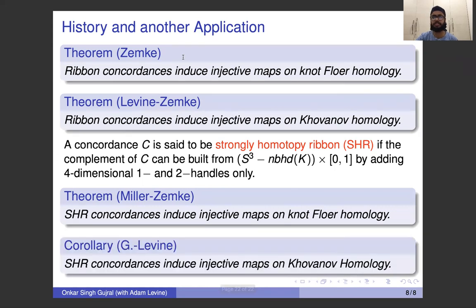And this is the statement that Adam and I showed. That is, we showed that if you have a strongly homotopy ribbon concordance, it induces an injective map on Khovanov homology. And the way we went about proving this is by making use of our main theorem.